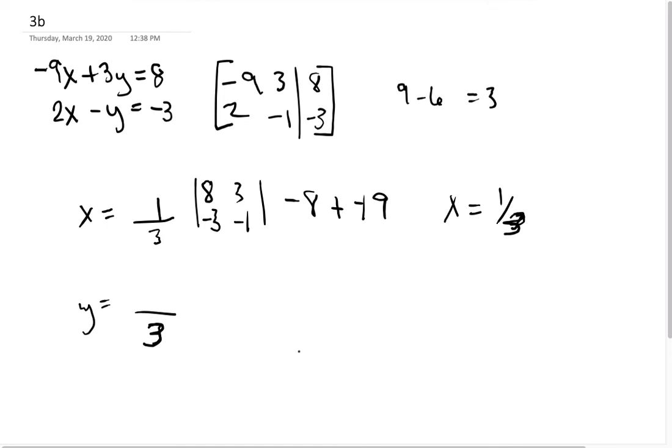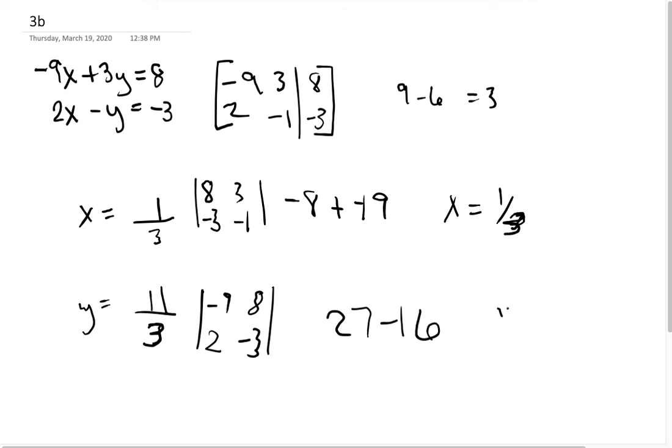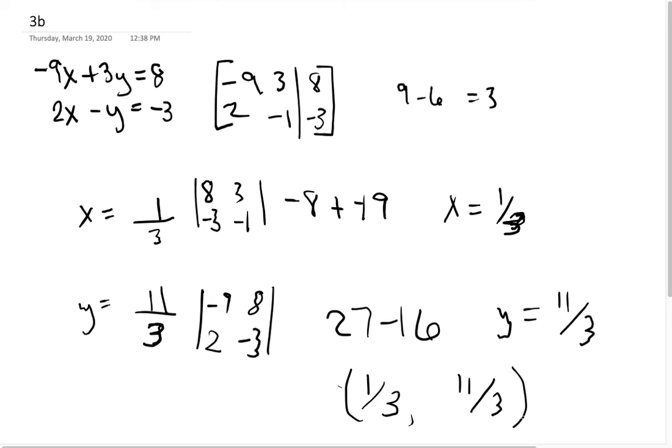And then my y's, I'll just go through this quickly. I'm going to replace my y's with the 8 and the negative 3. So I have negative 9, 2, 8, negative 3. That's 27 minus 16, which gives us 11. So my y is 11 over 3. So my answer will be 1/3, comma, 11 over 3.